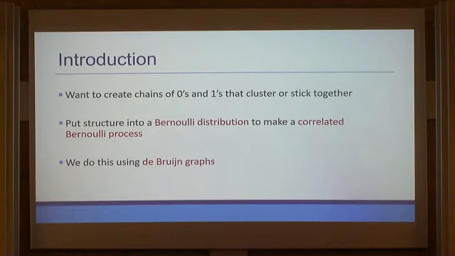So the aim of this research is to be able to create chains of zeros and ones that tend to cluster or stick together. Normally if you're creating a chain of zeros and ones, you might draw from a Bernoulli distribution. But the main problem with this is that each draw is independent, and basically we want to put some sort of structure into this Bernoulli distribution so that they cluster together and we get groups of zeros and ones. And I'm going to do that using de Bruijn graphs.